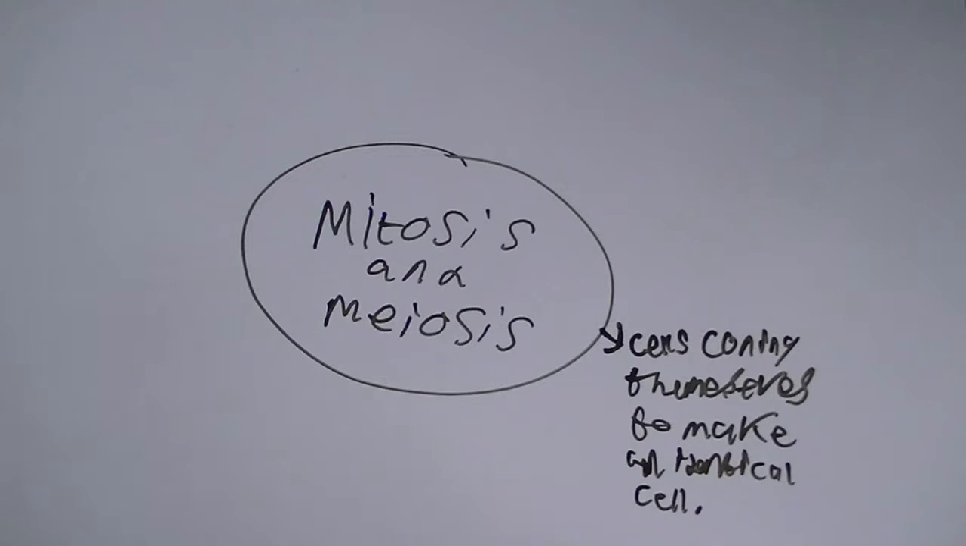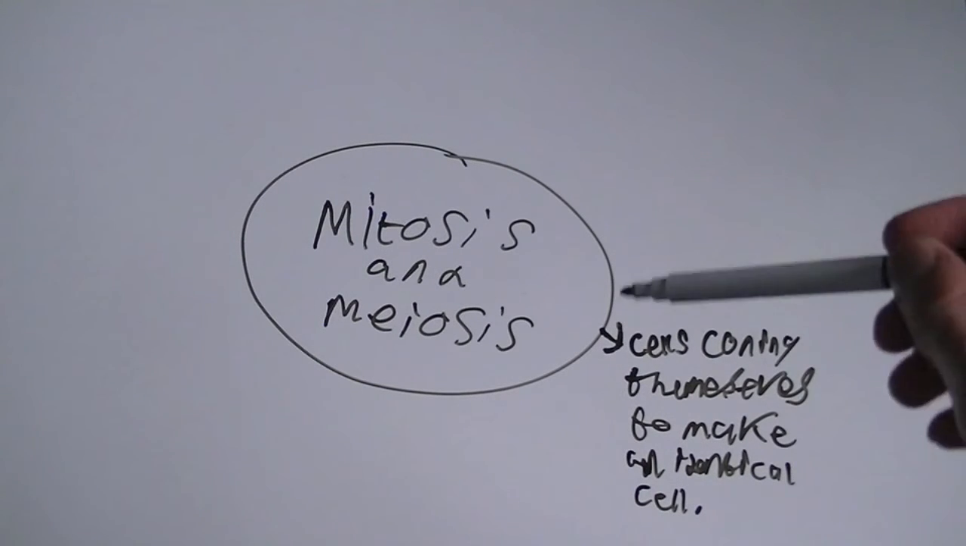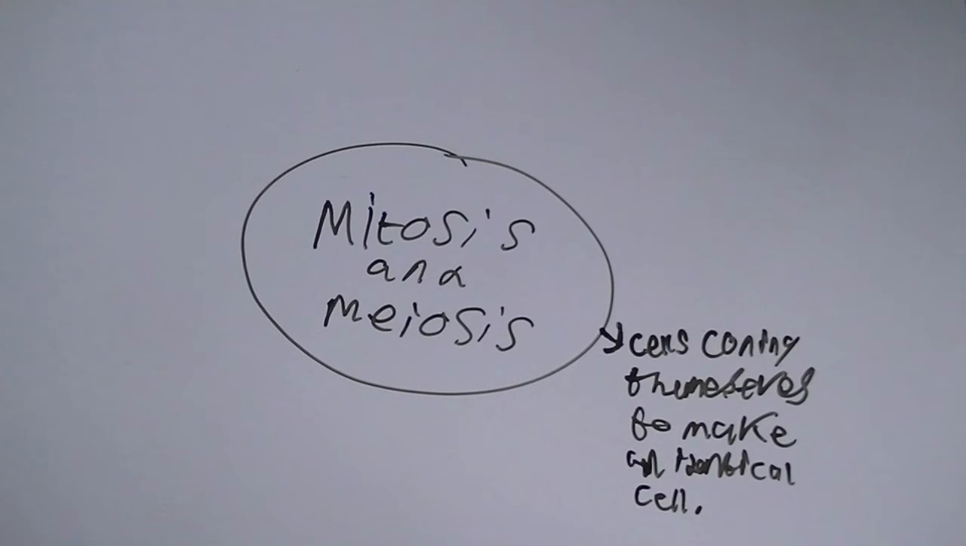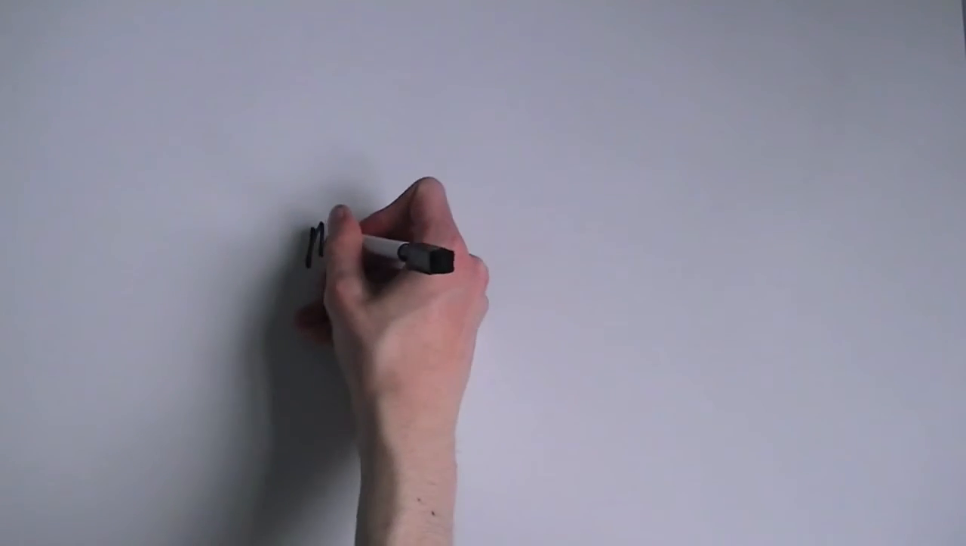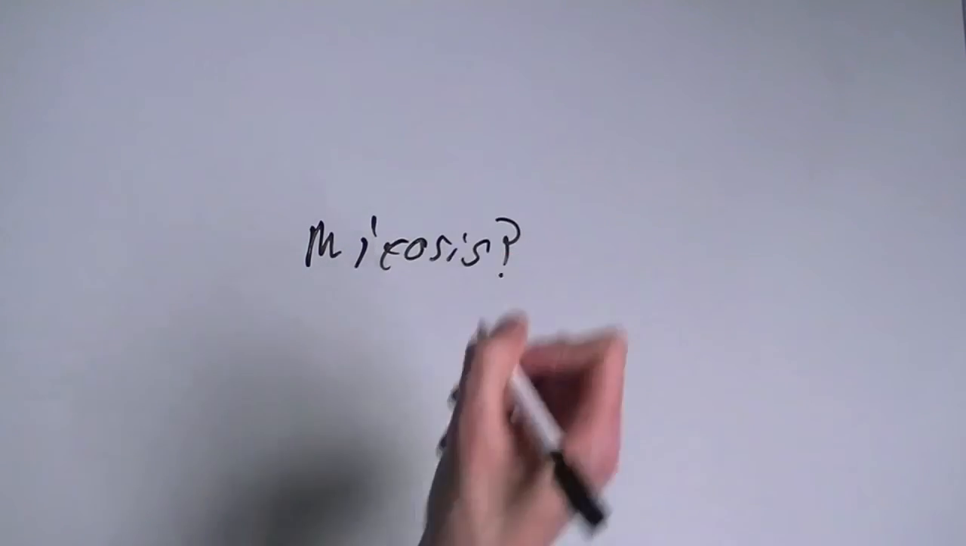Okay? So, mitosis and meiosis are different processes, though they are similar. So I'm going to go on and explain the easier one first, which is mitosis. So, what is mitosis? Well, mitosis is when a cell copies itself exactly, so it produces the exact same cell. Unlike meiosis, which produces something slightly different, I'll explain to you later, mitosis produces the exact same cell.